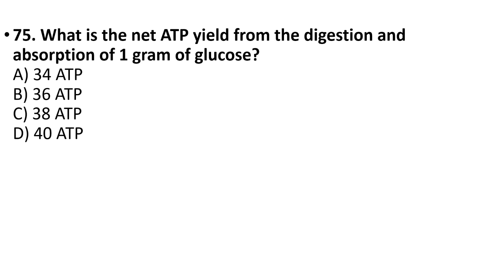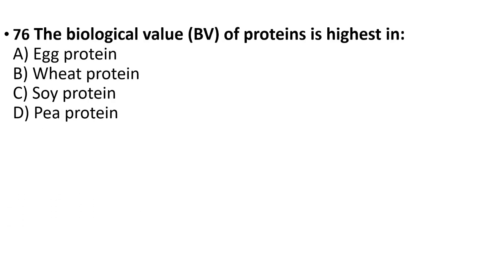75. What is the net ATP yield from the digestion and absorption of 1 gram of glucose? 34, 36, 38, 40. Your answer is option C, 38 ATP. 76. The biological value of proteins is highest in egg protein, wheat protein, soy protein, pea protein. Your answer is option A, egg protein.